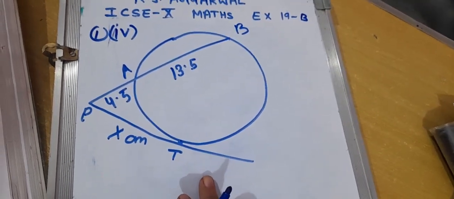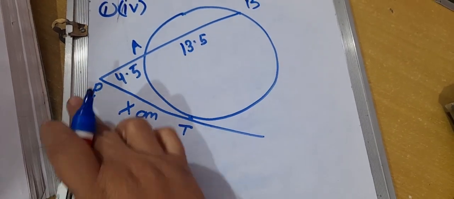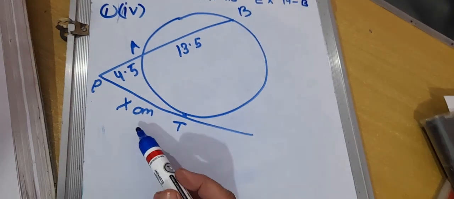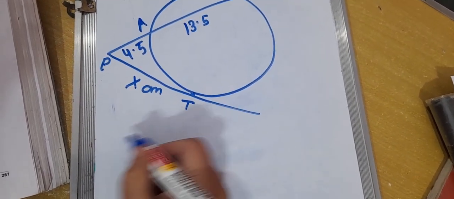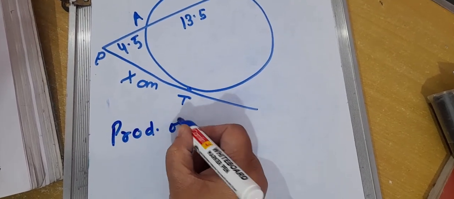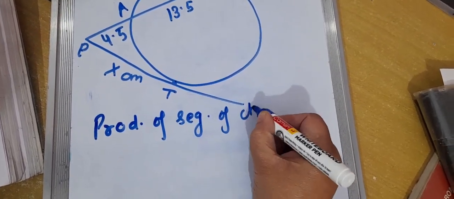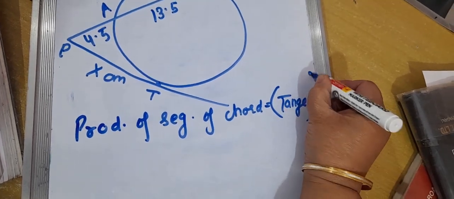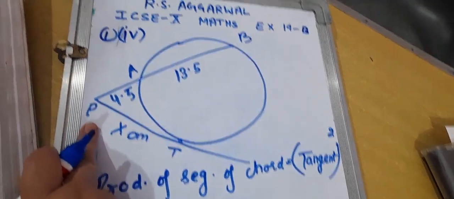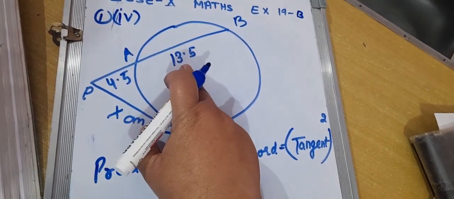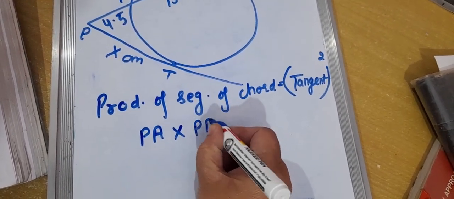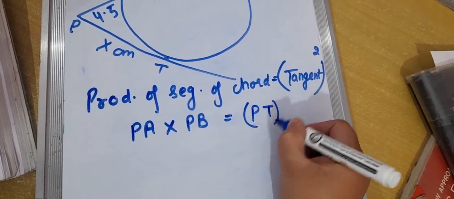Now we are given this diagram for question number 1, subpart 4. In this question, we have a chord AB and tangent PT. Chord AB and tangent PT are intersecting each other at point P and we have to find the value of X. We will use this property, that is product of segments of chord equal to tangent square. Means if a chord and a tangent intersect externally, then the product of segments of chord is equal to square of tangent. It means PA into PB will be equal to PT square.